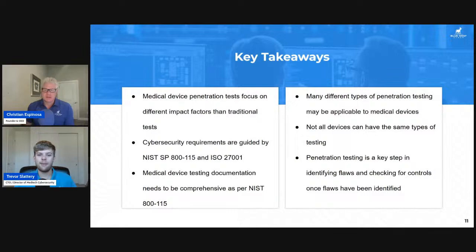All right, I want to look at some of the key takeaways, and then we'll turn over and see if there are any questions available. So, medical device penetration tests focus on different impact factors than traditional tests. Again, we're looking at that patient harm and patient health information loss as the primary focus. Traditional tests are more concerned about confidentiality, integrity, and availability. Cybersecurity requirements are guided by NIST Special Publication 800-115 and ISO 27001. Medical device testing documentation needs to be very comprehensive as per NIST 800-115.